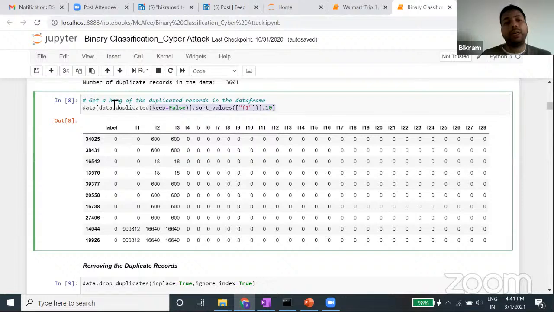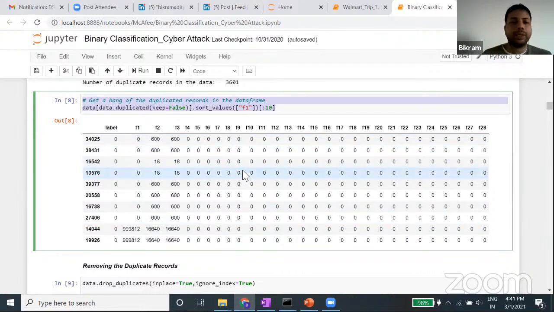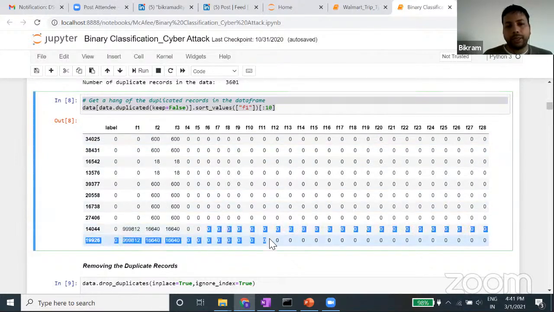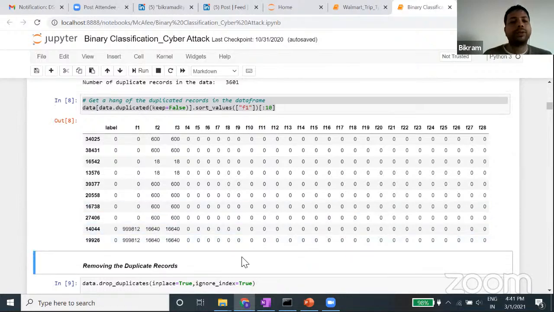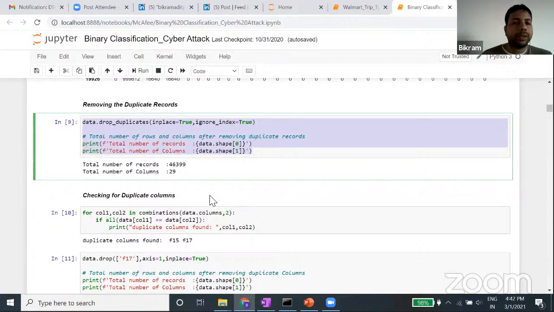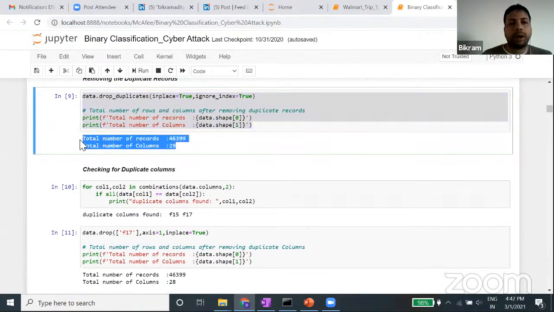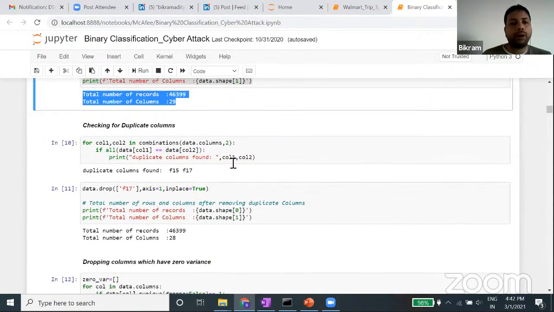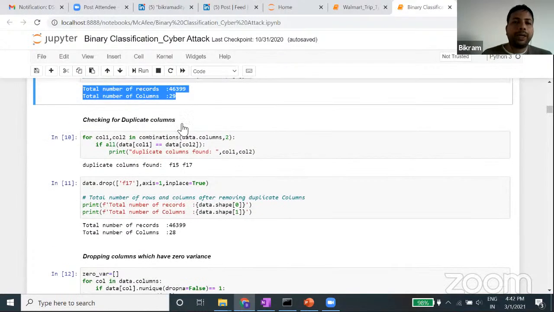Now I wanted to take a look, right? So you see, these records are duplicate. It looks very sparse for some reason, this data set. But look at these records, for example, this one that is highlighted and this one. You see, they are duplicate records. Removing duplicate records is very easy, something that you did, and this is the number of rows and columns after removing them. Now, checking for duplicate columns.